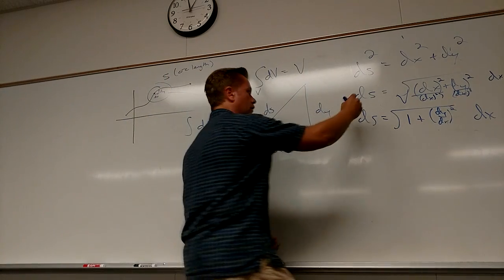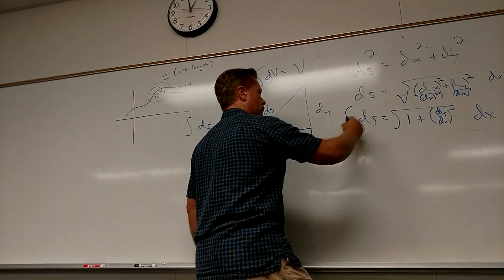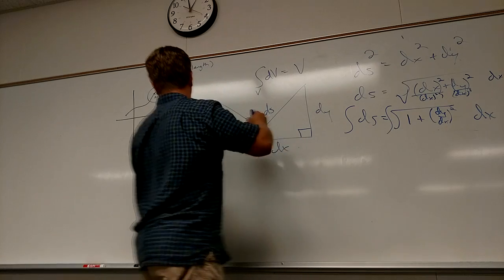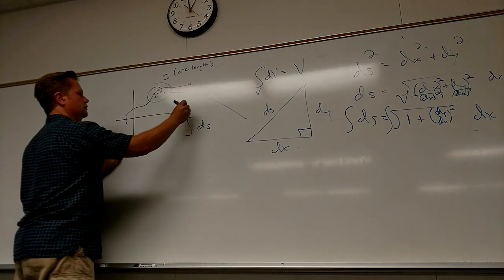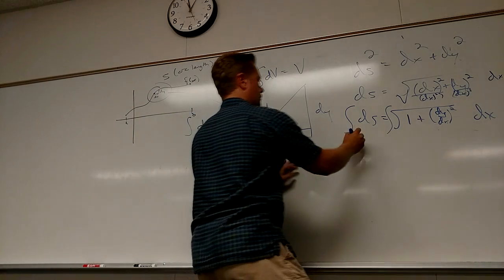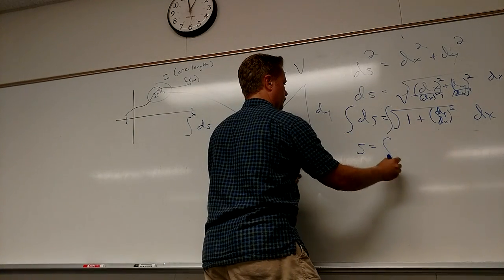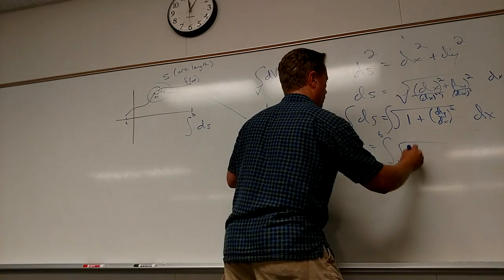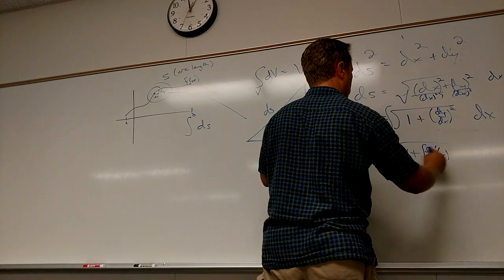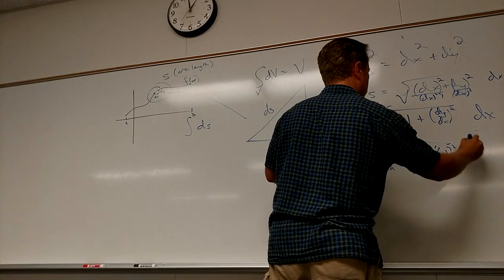So then the arc length would just be the integral. If I was going from A to B, and this is f of x, the arc length would be the integral from A to B of the square root of 1 plus f prime of x squared dx.